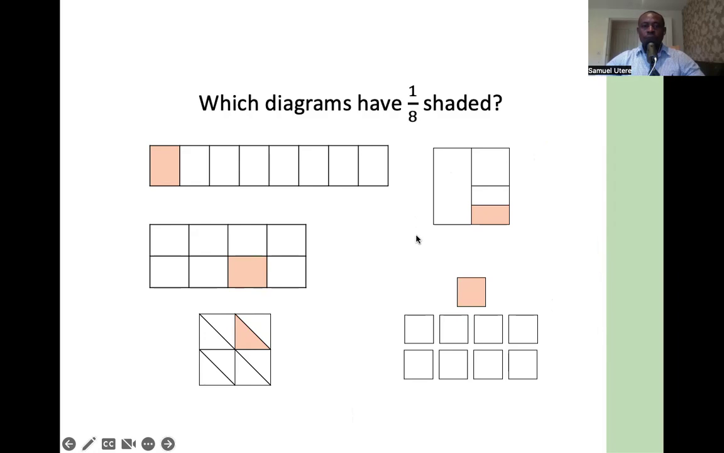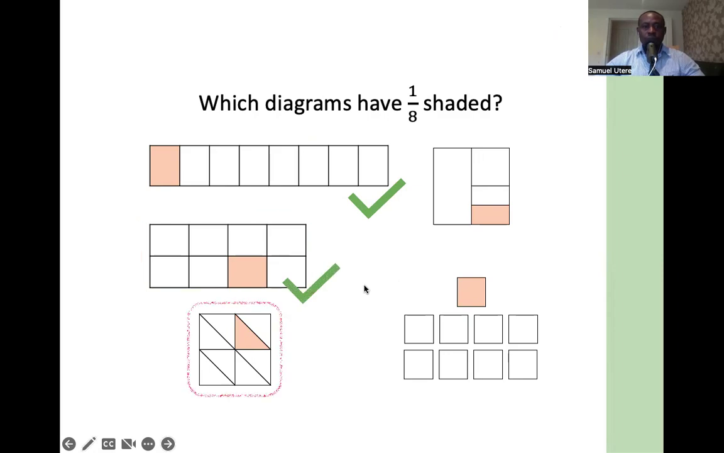All right. Assuming you've paused the video and you've worked through this, let's see. This one is 1/10. 1/8. You can see we have one square shaded out of 8 little squares. So this is 1/8. What about this one? This one is also 1/8, right? It's very obvious. You can see we have one square shaded out of 8 squares.